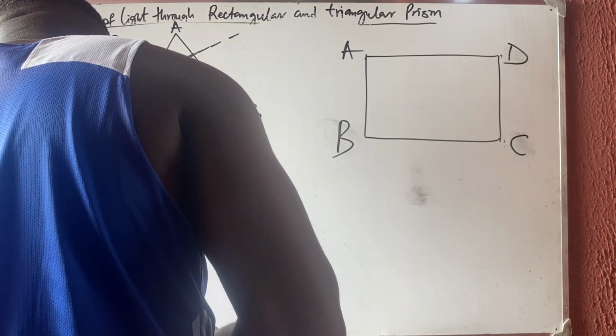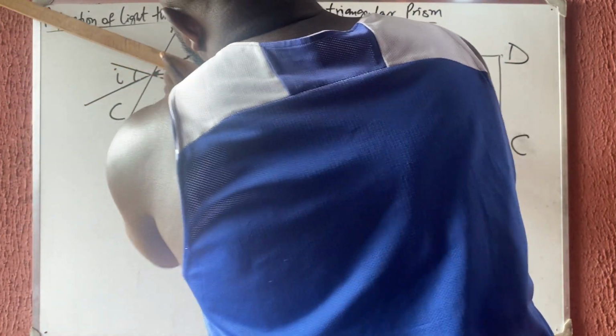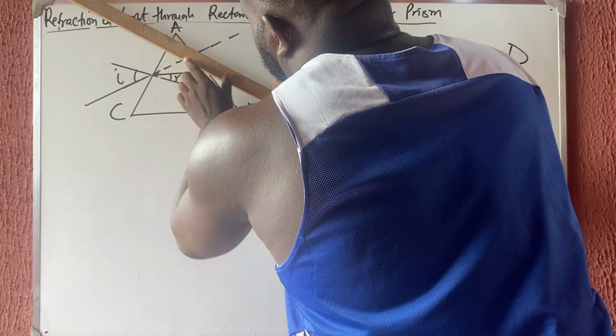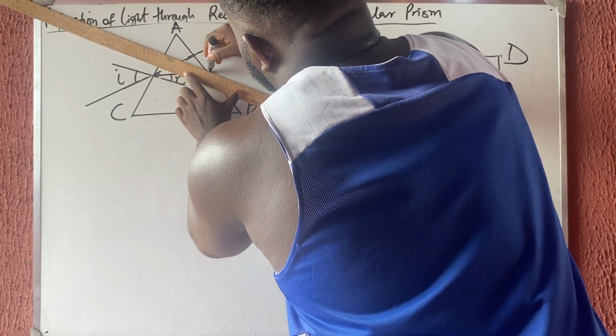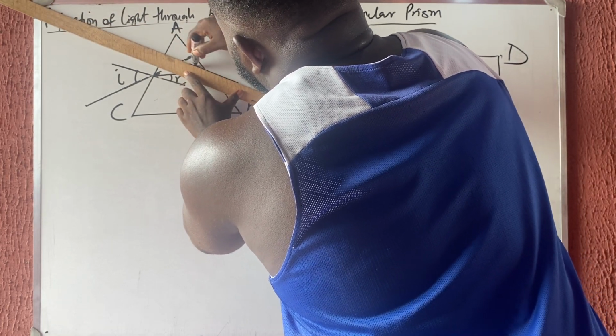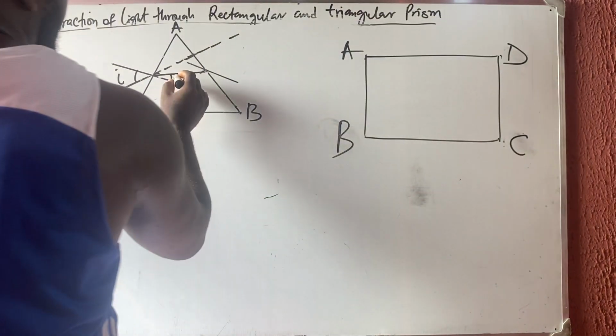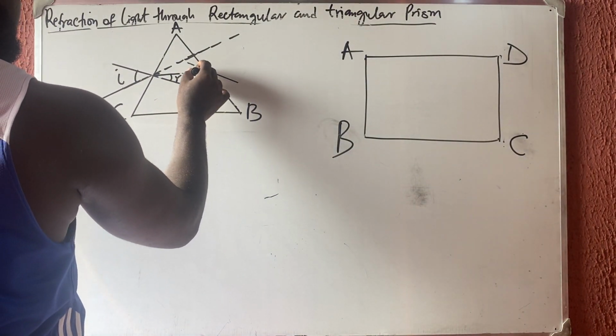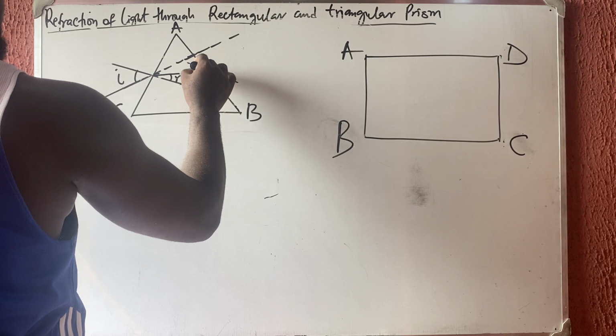If I have a normal, my normal should be somewhere here. How do I know that my normal should be somewhere here? Because this angle should be an alternate angle with this one. So that is where my normal is.